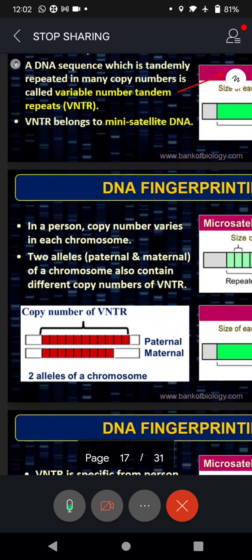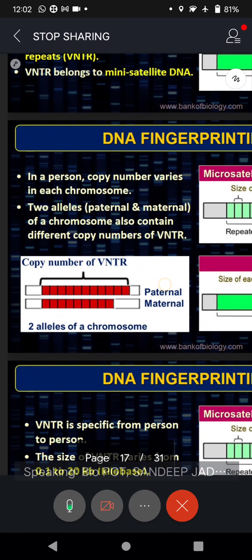So in a person, as I said, copy number varies in each chromosome. How many satellites are there? Mini satellites and microsatellites vary from chromosome to chromosome. And there are 2 alleles, one paternal, another maternal. Paternal, father side; maternal, mother side of a chromosome also contain different copy numbers of VNTR. So here see, God has helped us. This will make us solve one more problem. What is that? Biological father or biological mother issue.